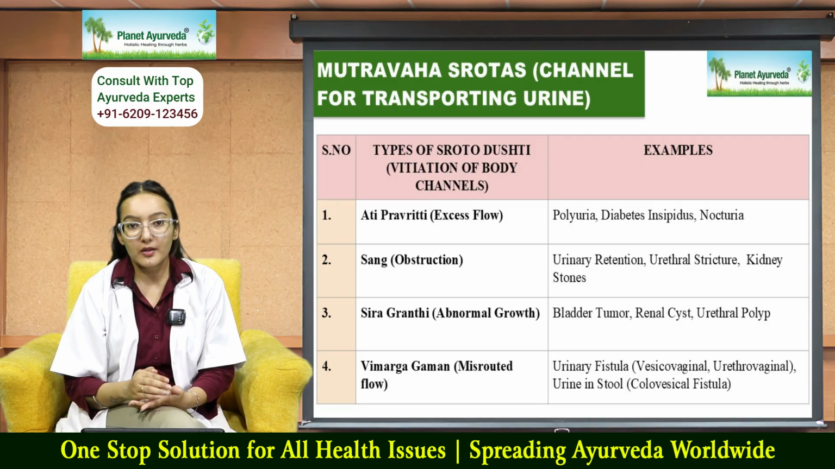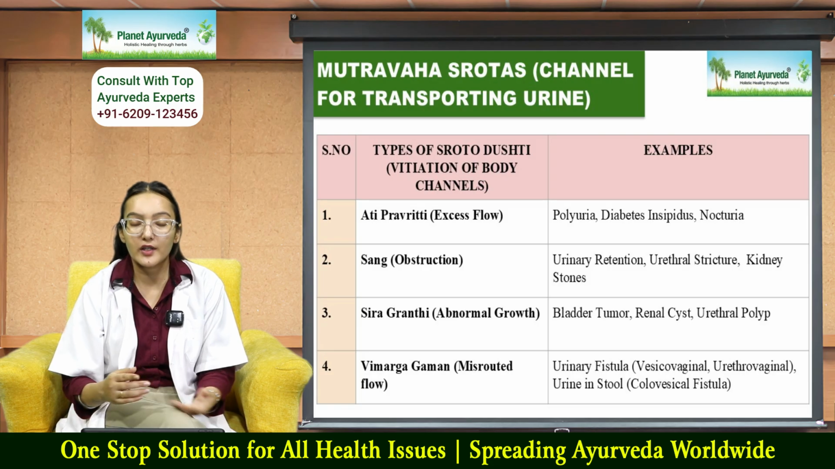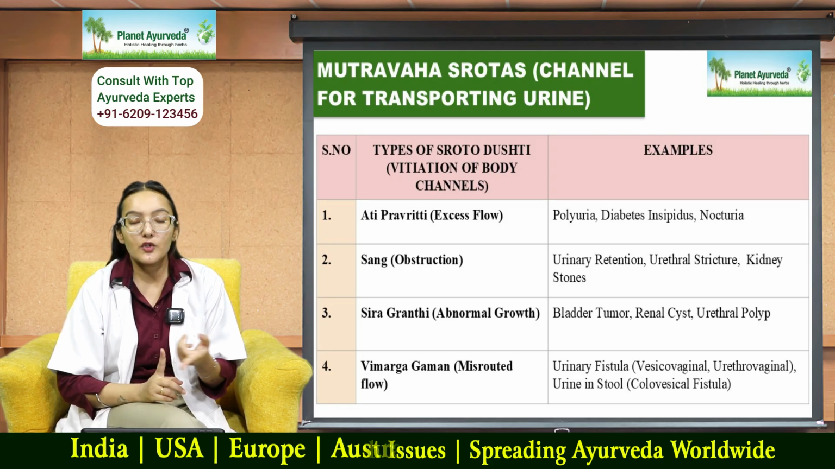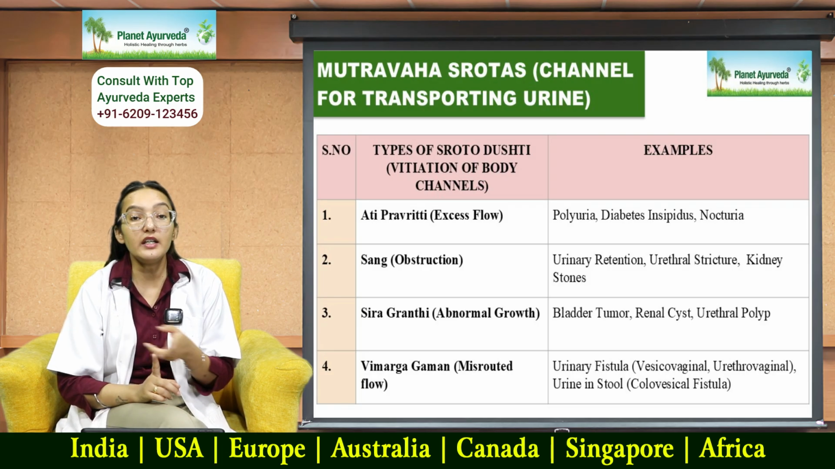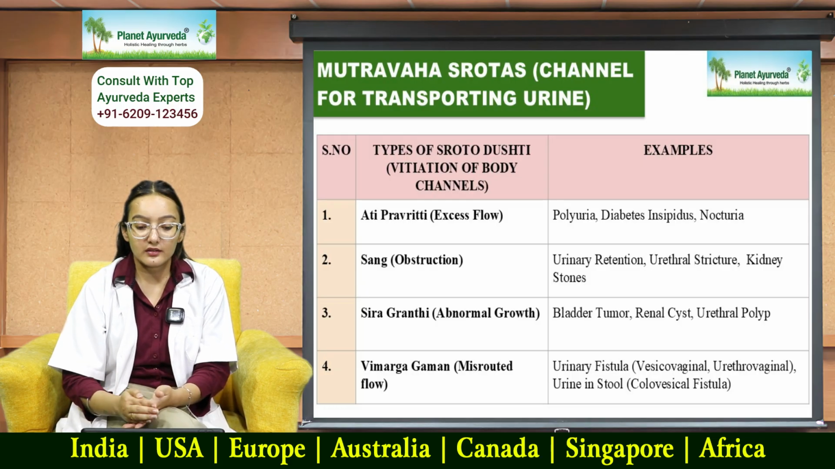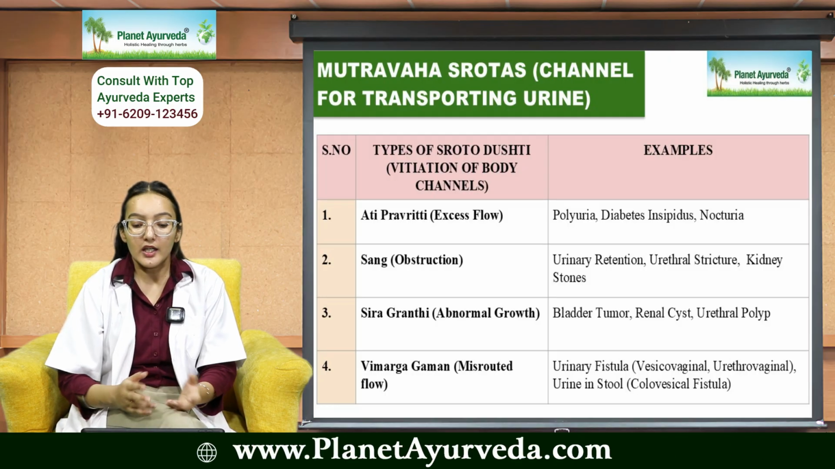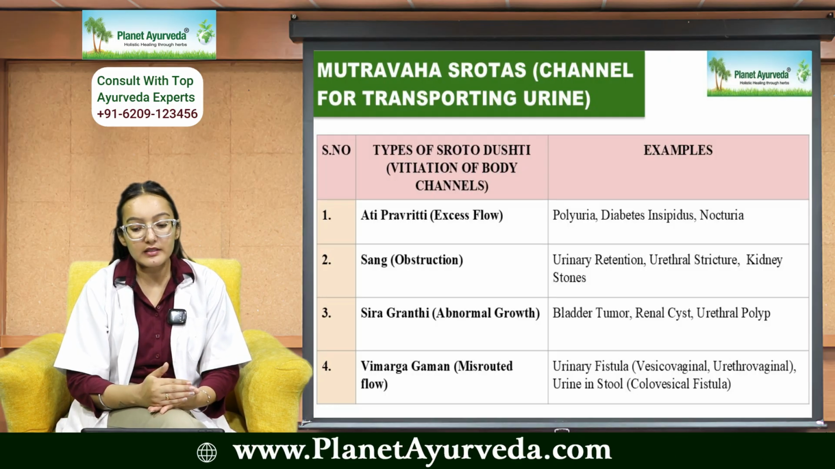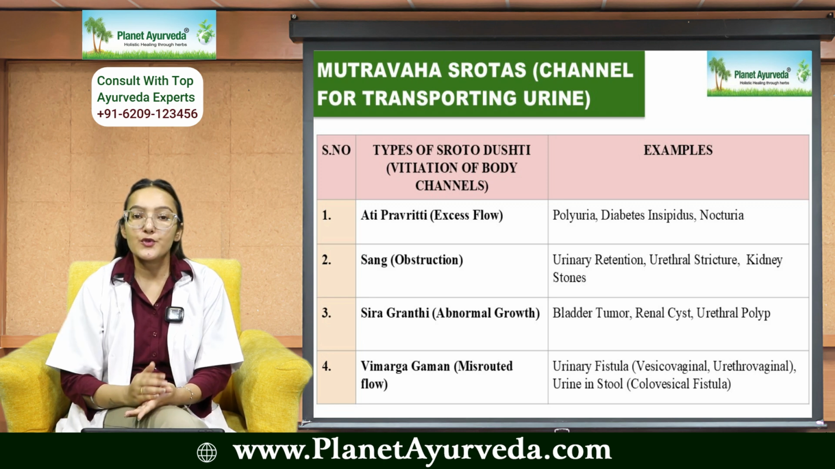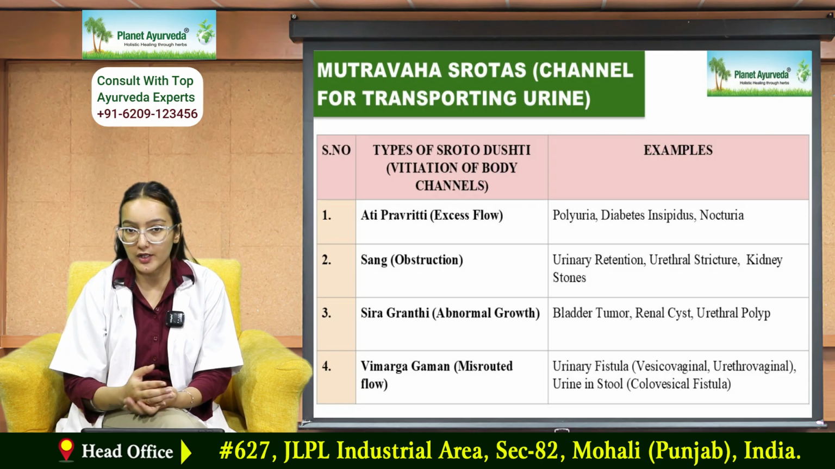Then comes sanga, or obstruction. Whenever there is obstruction, a person may experience urinary retention, urethral stricture, and kidney stones may occur due to obstruction. Then comes Sira Granthi, or abnormal growth. Whenever there is abnormal growth, it may lead to bladder tumor, renal cyst, or urethral polyp. So any kind of overgrowth may develop.